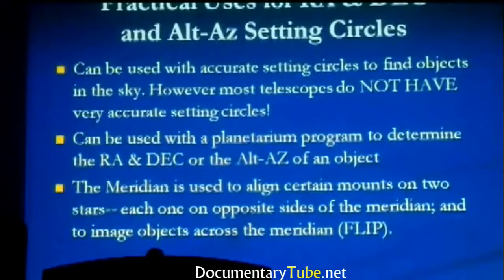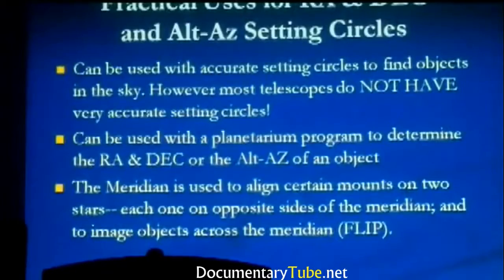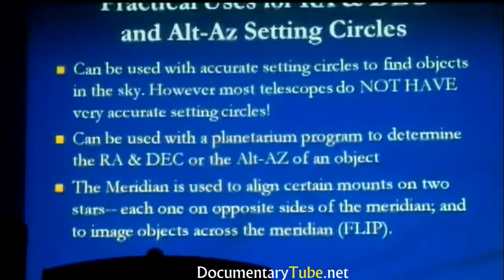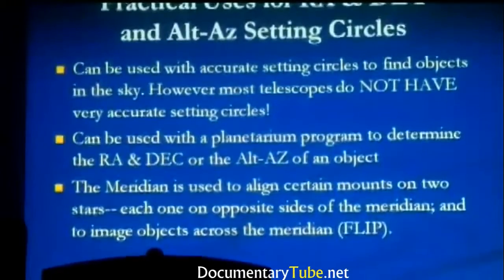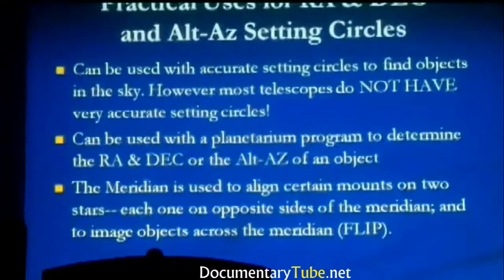So let me go ahead and get through this slide and reiterate some of these points that we just talked about. And then we'll talk about those setting circles for your Dob. They're very useful to have. All right, so practical uses for right ascension and declination and alt-az setting circles. They can be used with accurate setting circles to find objects in the sky. We're talking about right ascension and declination or altitude and azimuth. However, most telescopes do not have very accurate setting circles.